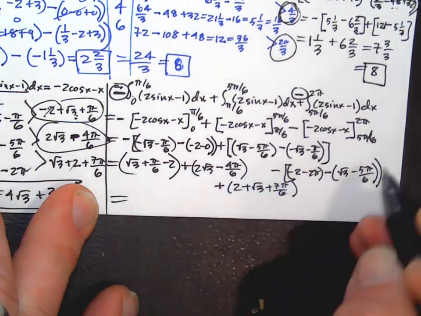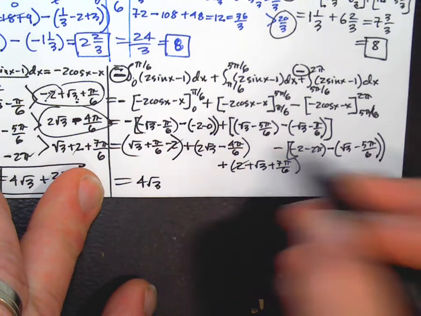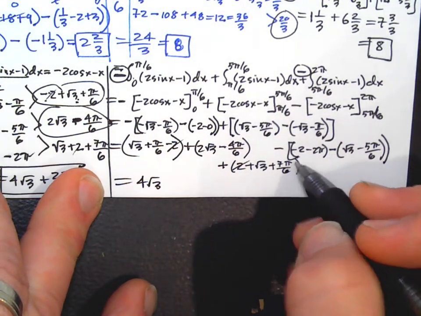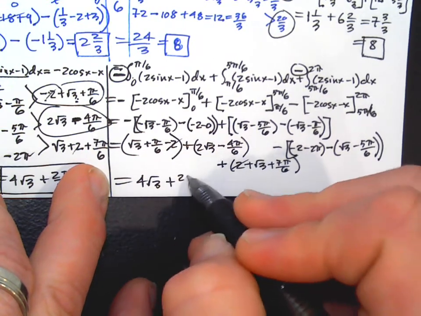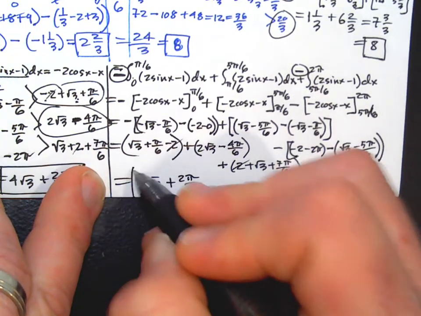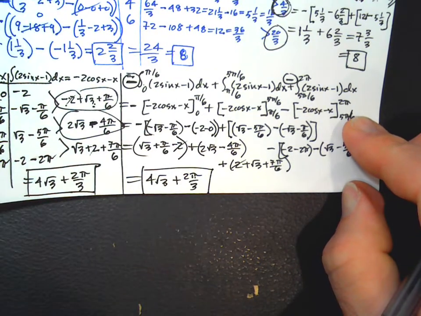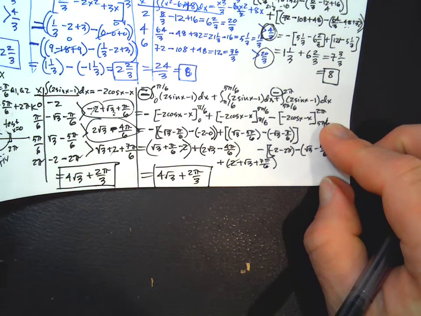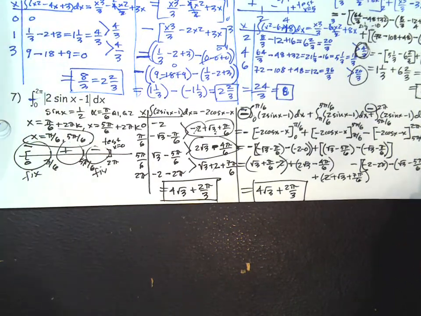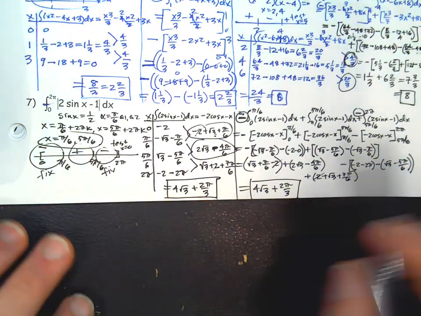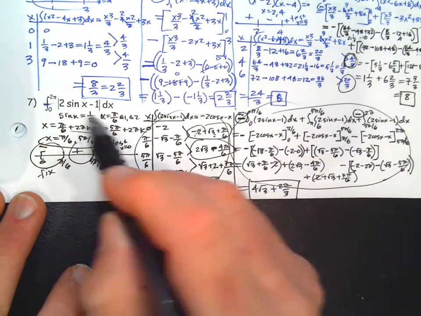Now we got to combine all those together and we get 4 root 3. The 2's cancel. 8 pi over 6 minus 4 pi over 6 is 4 pi over 6, which is 2 pi over 3. So, I mean, that's a lot of work. Those are your options. Do you want to do this nice little table or do you want to do all of this? You got to do this for both of them no matter what.